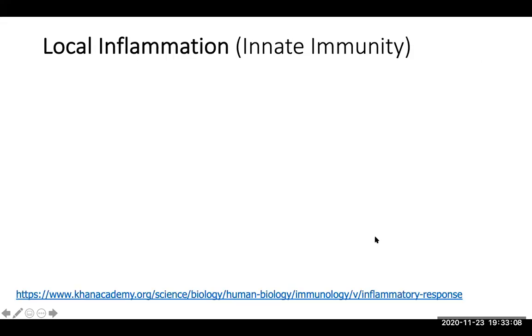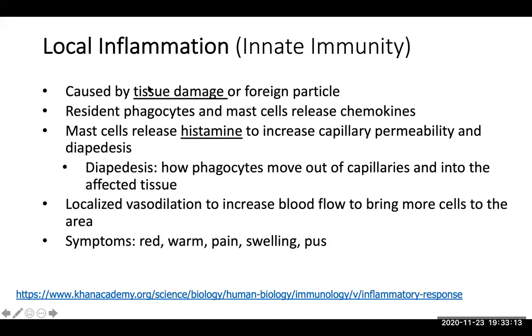Okay, local inflammation. So let's say you accidentally cut yourself. You're going to have tissue damage, and those damaged cells are going to release some histamine. Also, your resident phagocytes, your mast cells, if they come into contact with a foreign particle, they're going to release chemokines as well. If the phagocyte or mast cell gets damaged, it will also release chemokines.